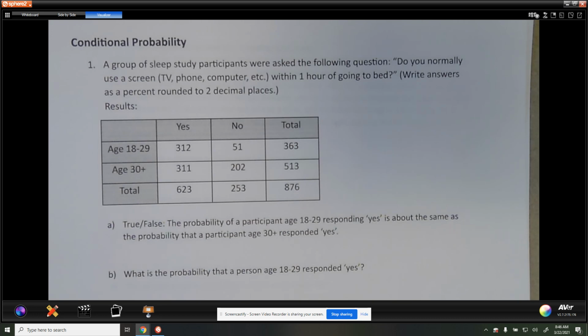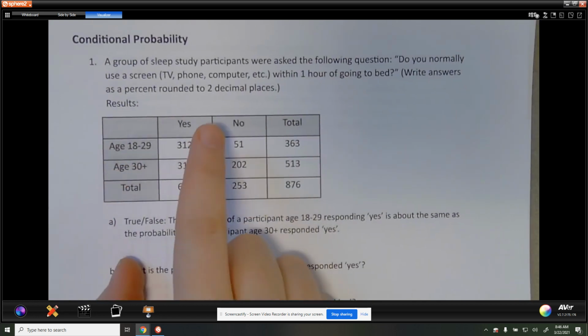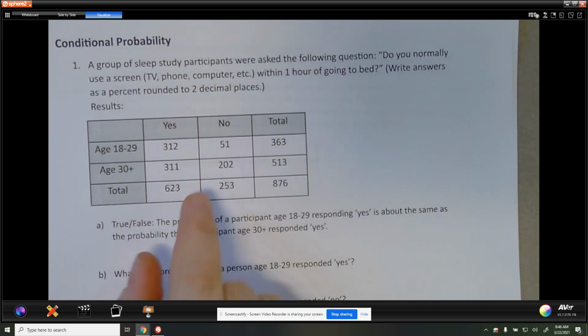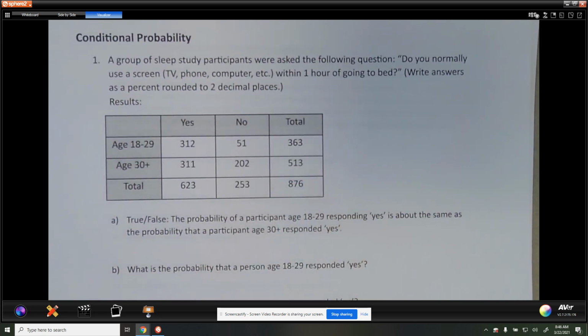All right, so we had age breakdowns here, whether yes, they use a screen, yes or no, and a total of 876 people asked. So true or false? The probability of a participant age 19 to 29 responding yes is about the same as the probability of the participant 30 years plus responding yes. So we're going to compare those two probabilities.